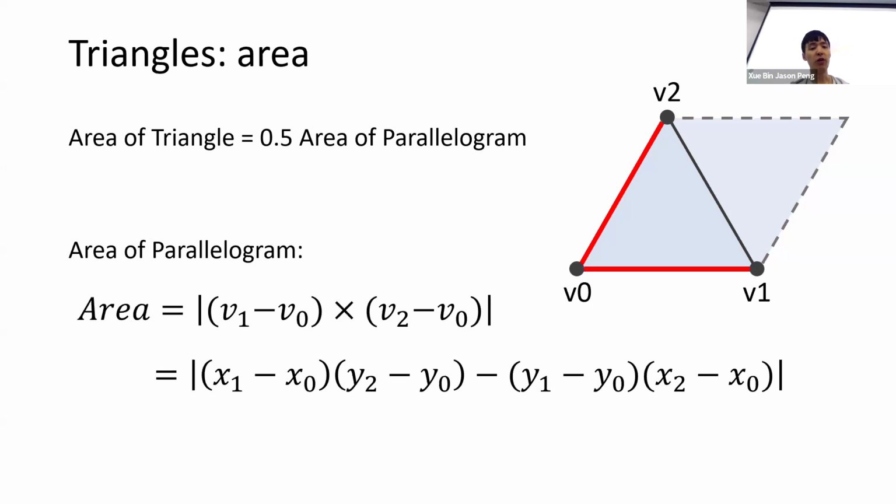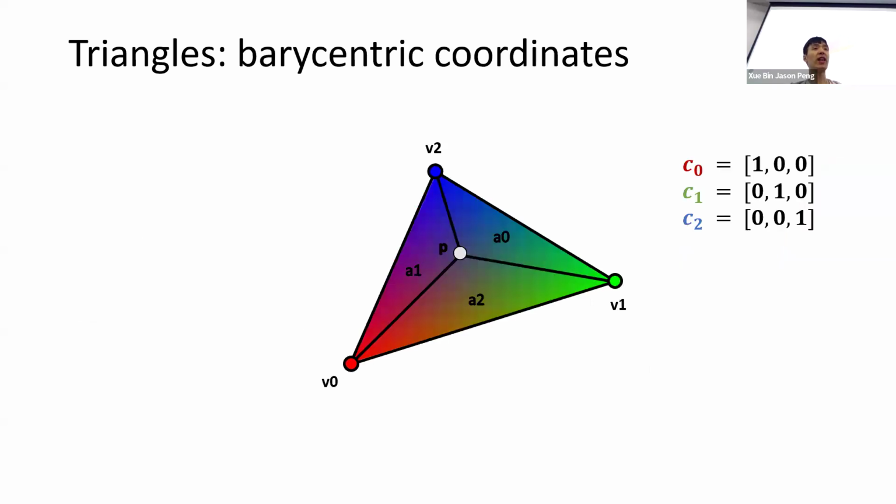With this method, the way that we calculate the interpolated color at a point P in a triangle is that we apply this parallelogram method to calculate the area for each one of these small triangles. We divide the area of the small triangles by the area of the big triangle to get the interpolation weights, and then we use those to blend the colors of all three vertices.